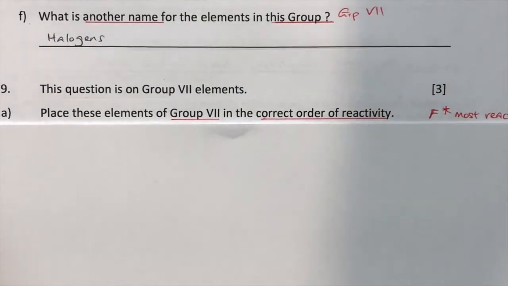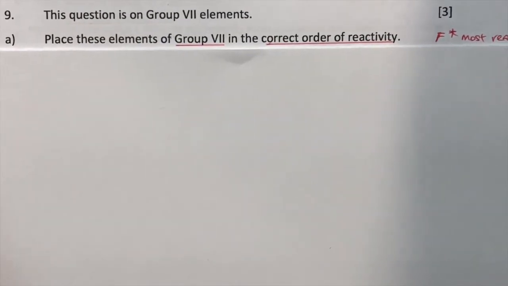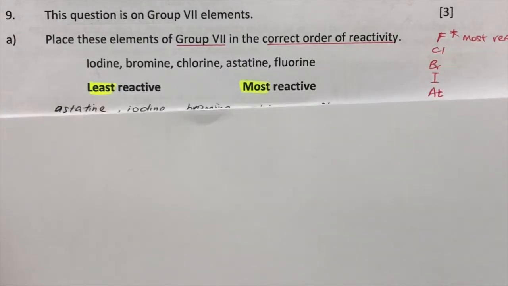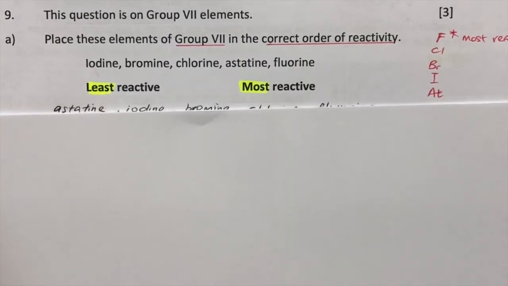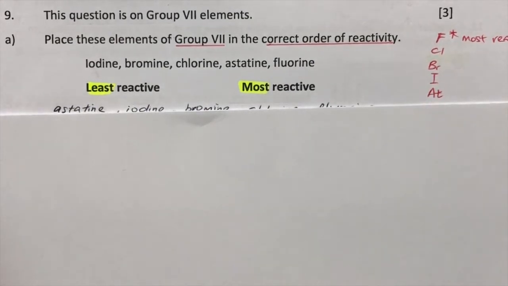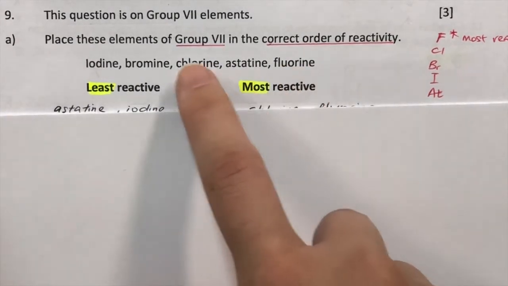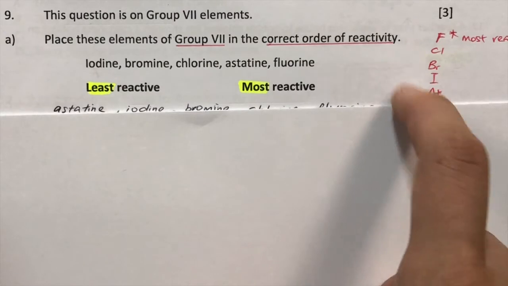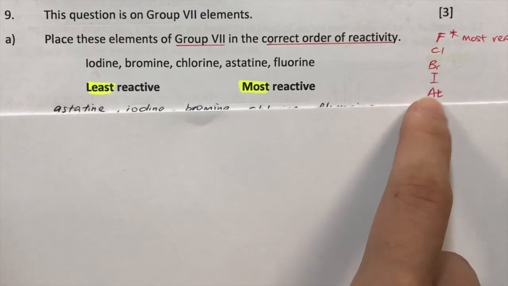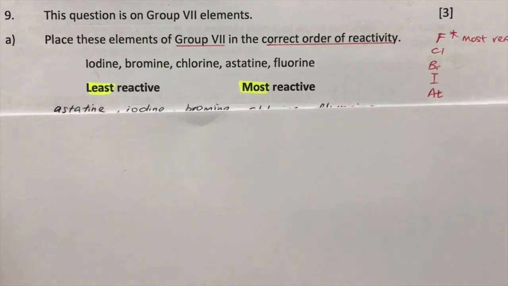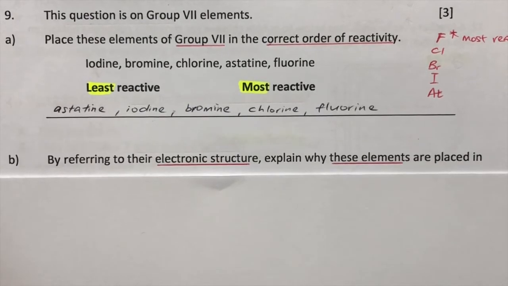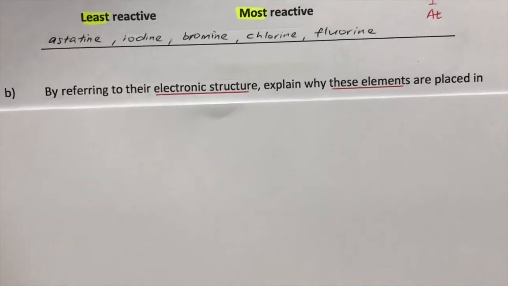Okay, next, we have another question, and again, this question is on group 7 elements. It says, place these elements of group 7 in the correct order of reactivity. So before we even place them, we know that group 7 is in this order, and the most reactive is fluorine, followed by the rest. So all you need to do is check what elements they have given, and they have given you 1, 2, 3, 4, 5, which is exactly the same as these 5. And then you arrange them from least reactive to most reactive, meaning going from the bottom up. And this will be the answer. Okay, next question.